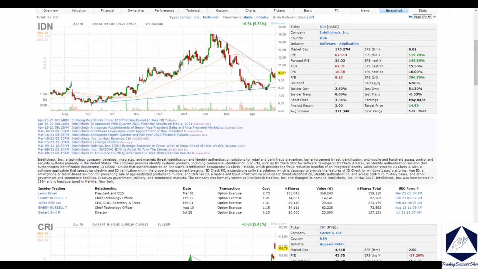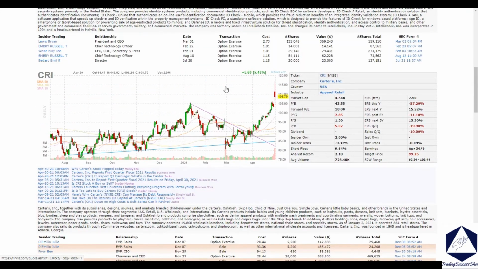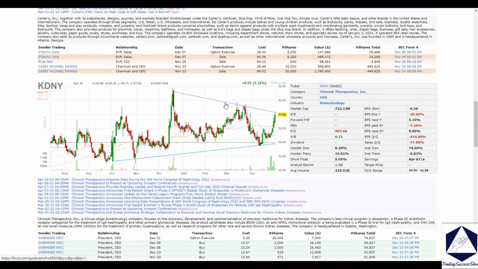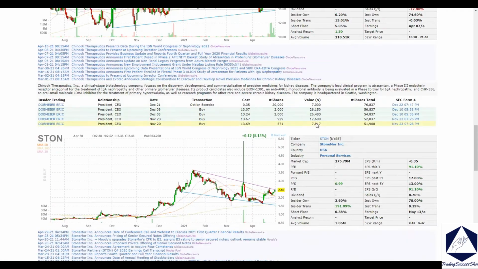Next is CROI. This one is already extended, so I won't touch it. I'll wait for it to pull back to the 105 area again before I pick some up. KNDY, same thing, we get to the trend resistance and pull back. You expect the same thing to happen again on this stock at the $18 to $18.50 area, then we'll pull back on KNDY. Overall volume is good, but volume is dying down on this name.